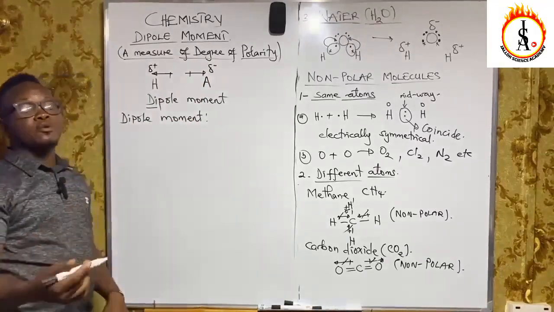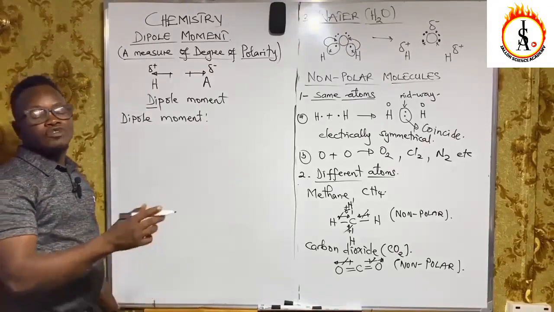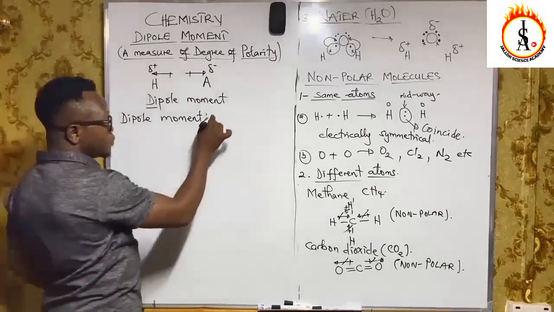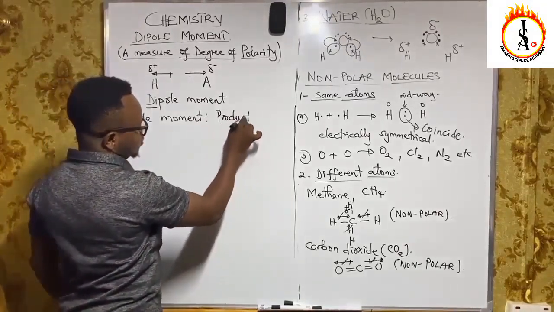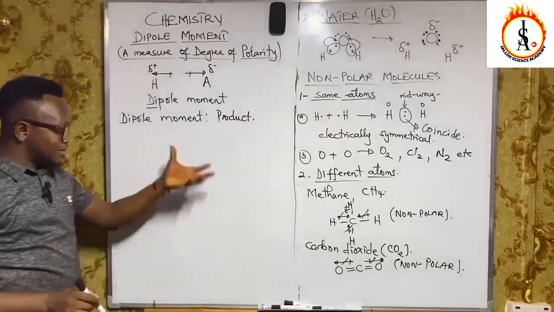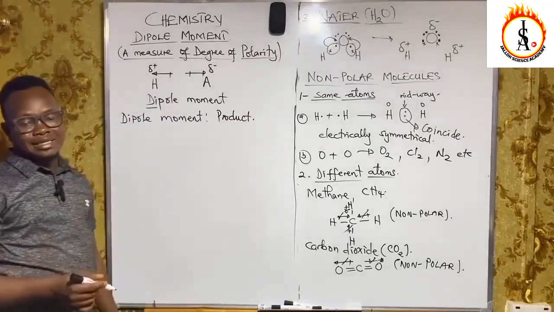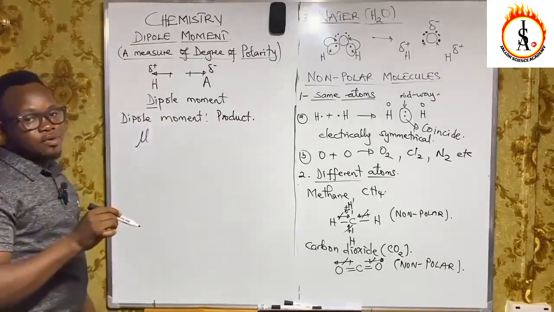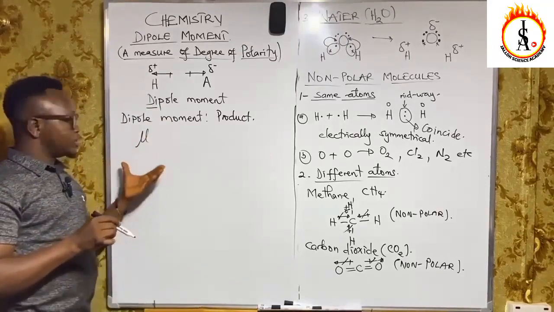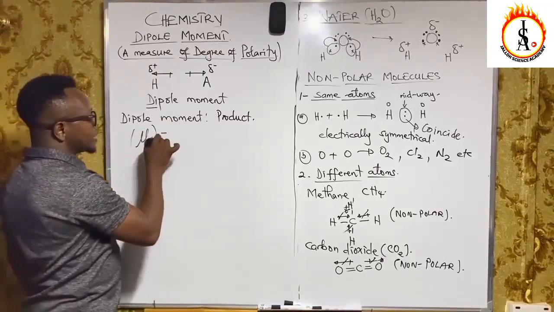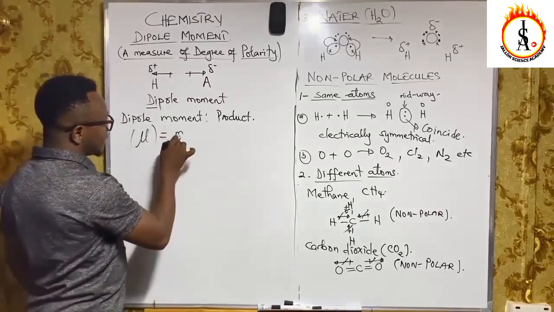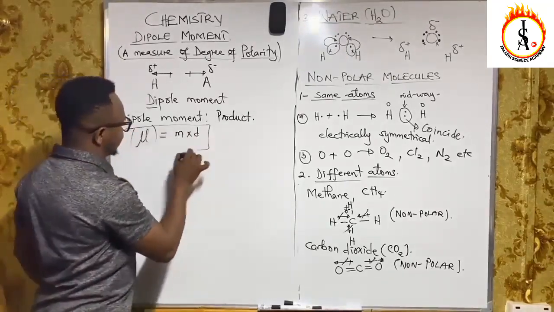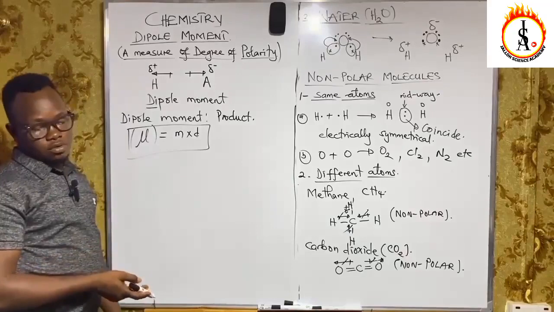is the product of the magnitude of the charges and the distance separating them. So talking of the product of the magnitude of the charges, meaning the size of the charges, and the distance separating them, it is denoted by the Greek letter mu. This is what we denote dipole moment with. This is what we refer to as a dipole moment.